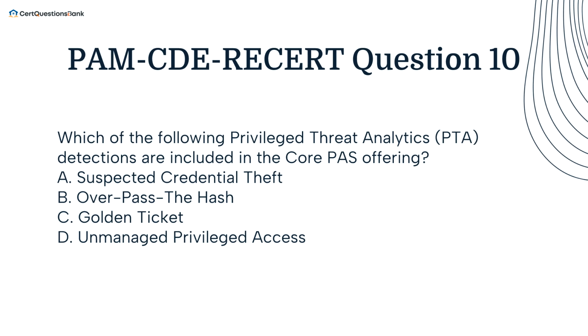Which of the following privileged threat analytics (PTA) detections are included in the core PA offering? A. Suspected credential theft. B. Overpass the hash. C. Golden ticket. D. Unmanaged privileged access.